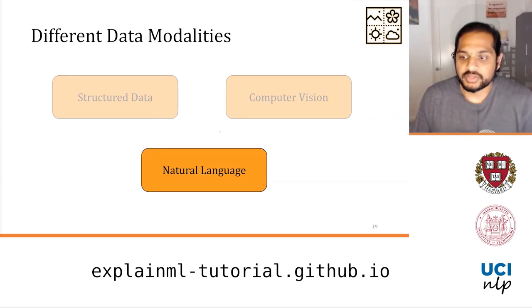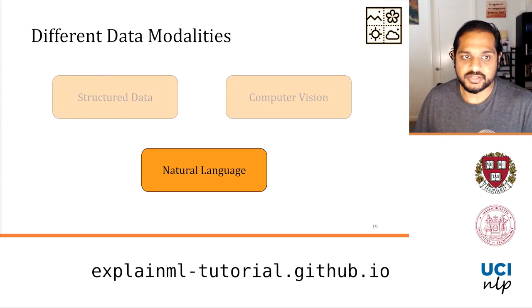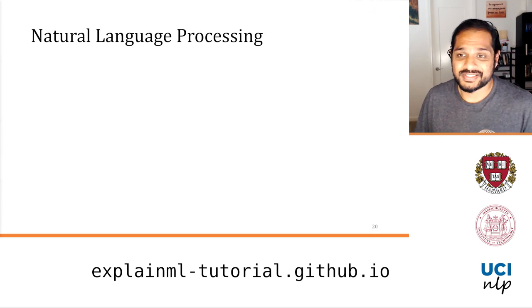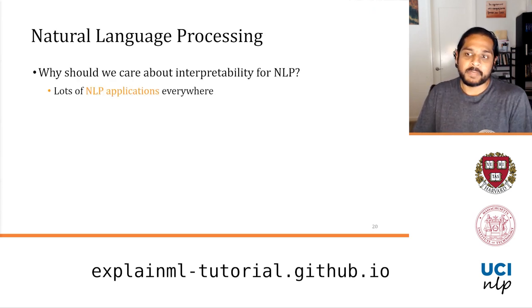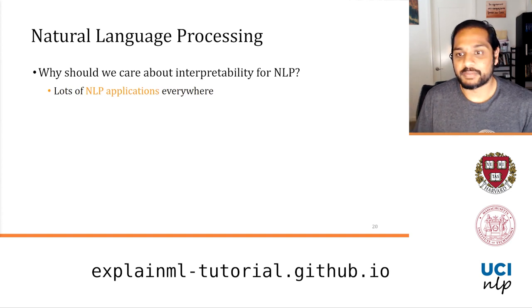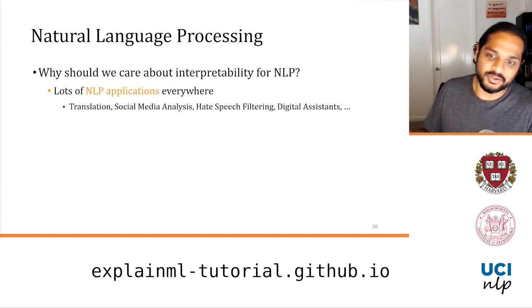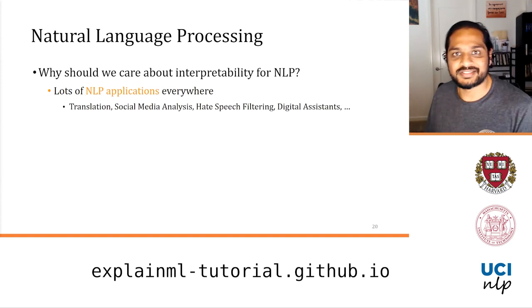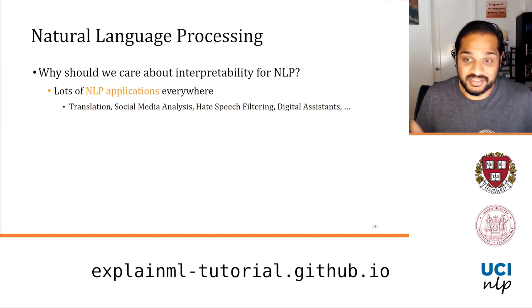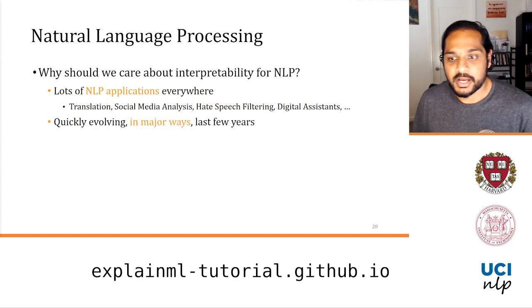All right, so now we will talk about what explanations look like in natural language processing. So why should we care about explanations in natural language processing? The main reason, I think, is that there are a lot of NLP applications pretty much everywhere, right? So if it's not already obvious, we have machine translation, social media analysis, hate speech filtering, digital assistants. Everything I'm saying will automatically get captioned with NLP as well.